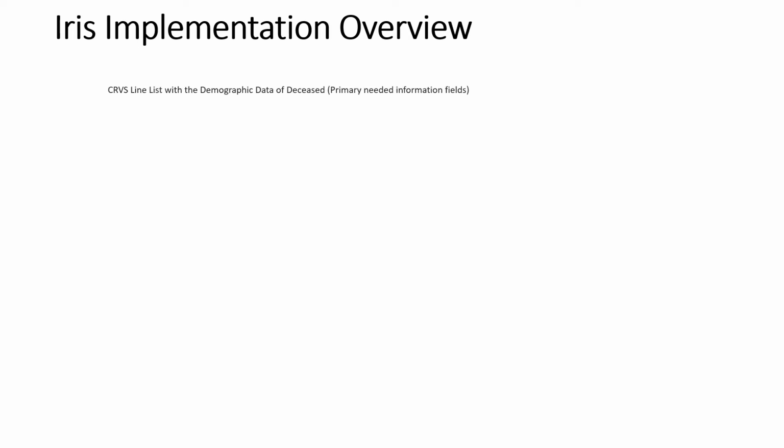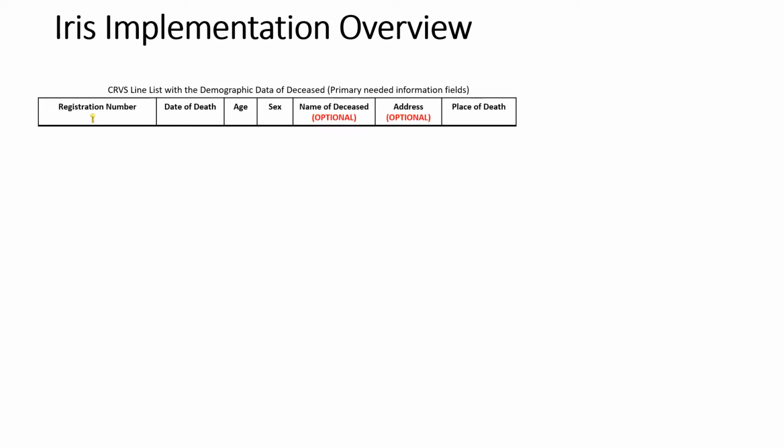The Civil Registrations and Vital Statistics System registers all births and deaths. So with the help of CRVS line list, the demographic data of the deceased is obtained in a line list, including the primary needed information fields as you can see here. Registration number uniquely identifies the deaths, so is also considered as the primary key. We also obtain the date of death, age, sex, and place of death of the deceased. Along with that, the name and address are also obtained, although this information is optional.